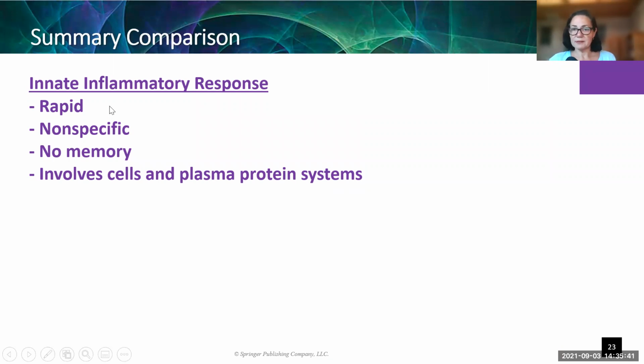This is rapid. Within hours, there's detectable changes. It's non-specific. It doesn't have to be a tailored response to a particular species of bacterium. It's just a general response to bacterial infection. There's no memory. As I mentioned before, the 100th infection is just like the first infection. I'm going to go after it the same way. Nothing's going to be different. It involves certain cells, as we mentioned, and the plasma protein systems.